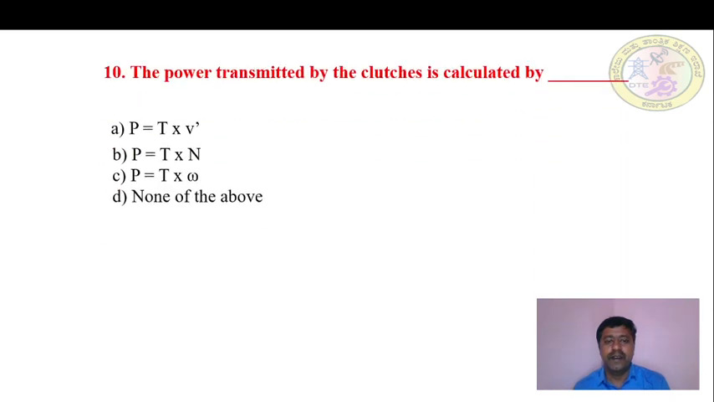The power transmitted by the clutches is calculated by P equals T into V, P equals T into N, P equals T into omega, none of the above. The answer is C.